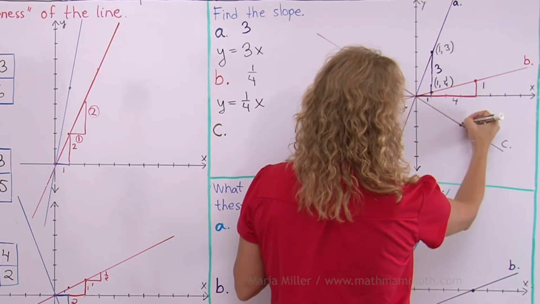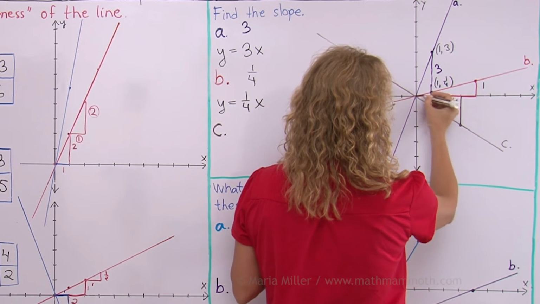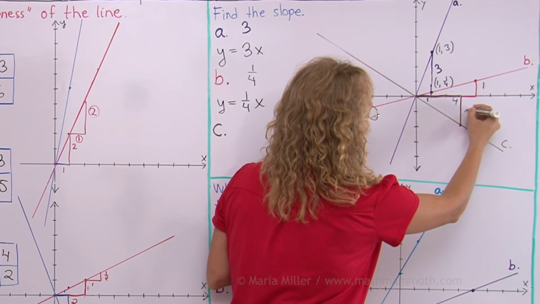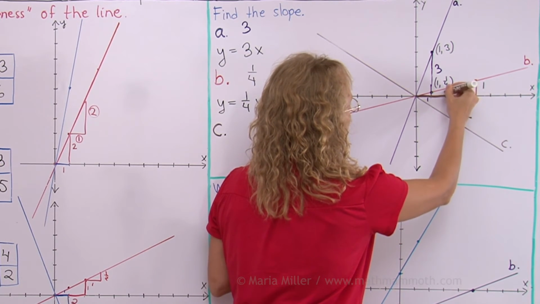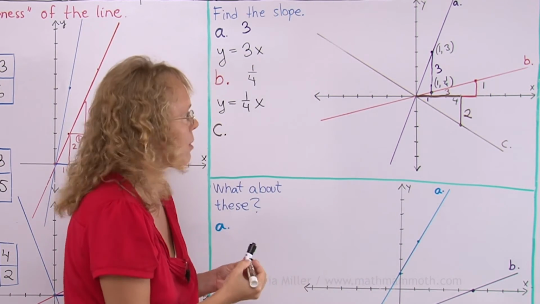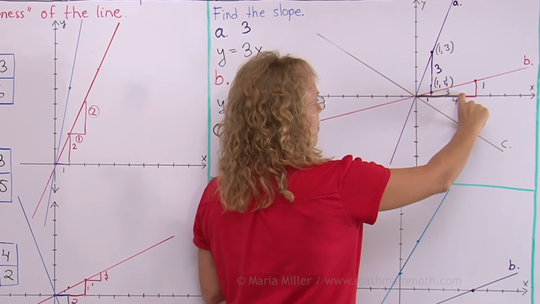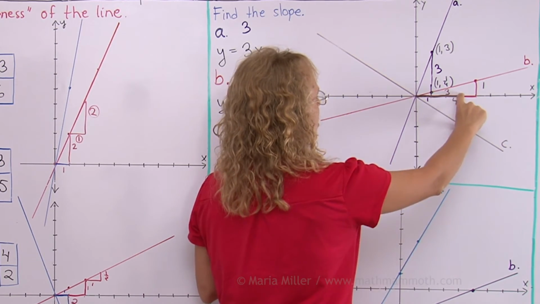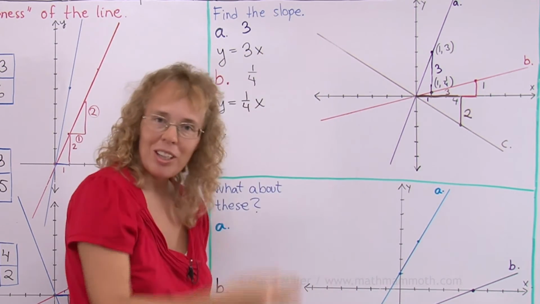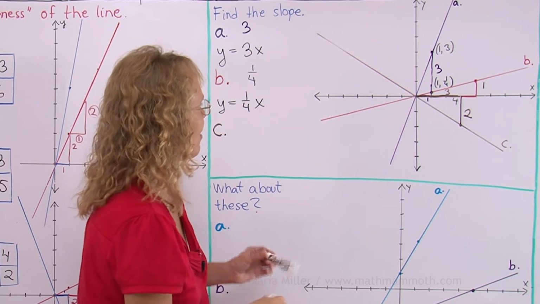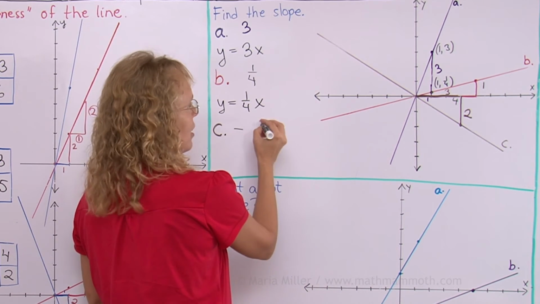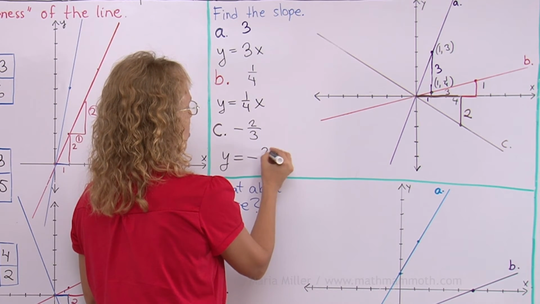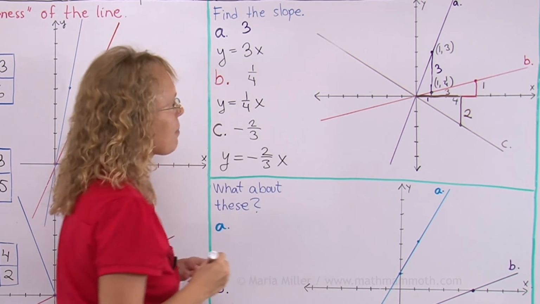Okay, I have a point here, so I could go a triangle like that, and it has 2 units going down and 3 units in the x direction. So I take the y increase or decrease over x increase. So this is 2/3, except that it's going downhill, so I need to take it negative. And the slope is therefore -2/3. And the equation is y equals -2/3 times x.